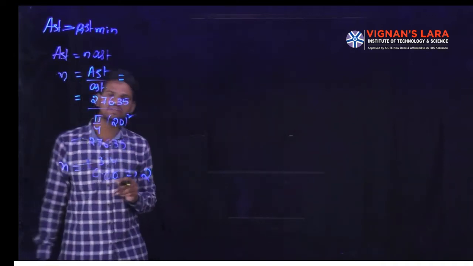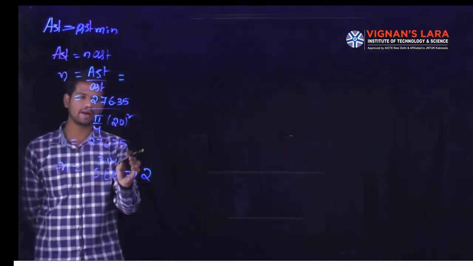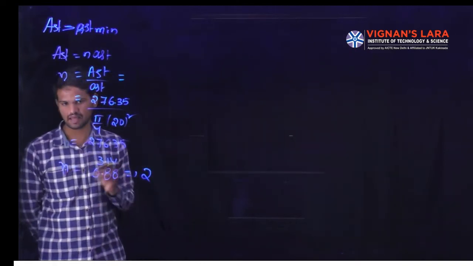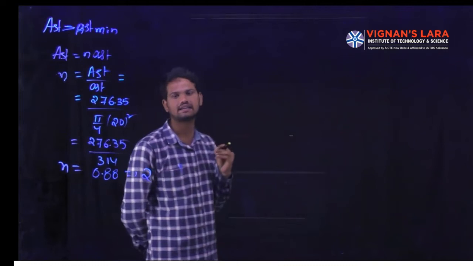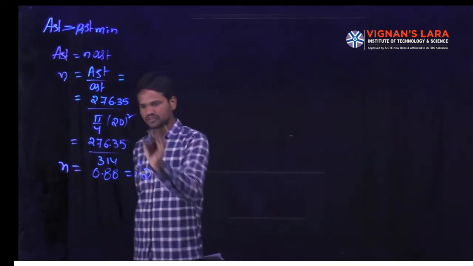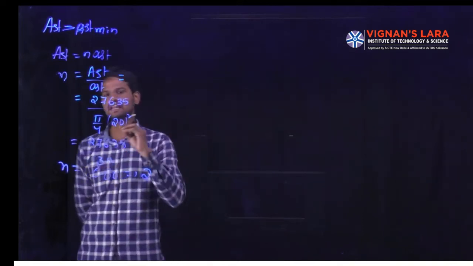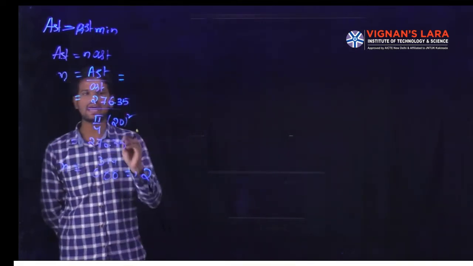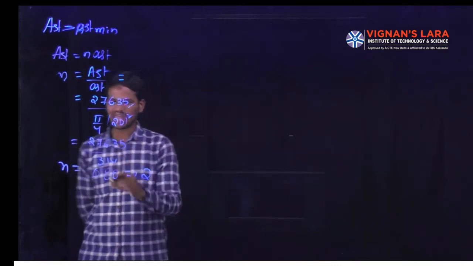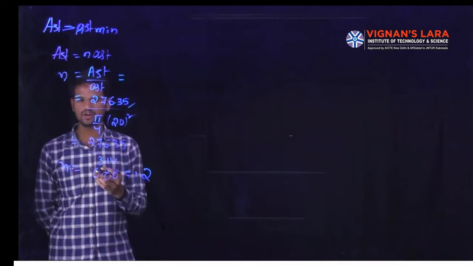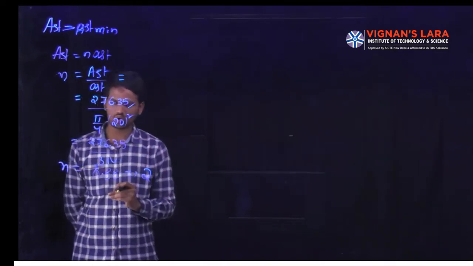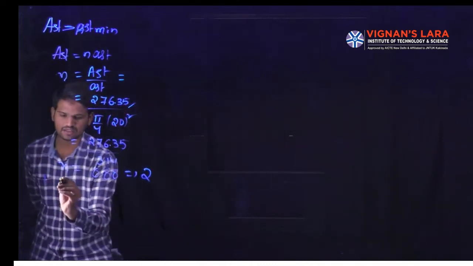Now I am calculating the provided area of the reinforcement. How much am I providing? I am providing 2 bars of 20 mm diameter. Previously, based on the moment calculation, I calculated Ast required as 276.35 mm square. Now I am providing the area of the steel reinforcement as 2 bars with a diameter of 20 mm.